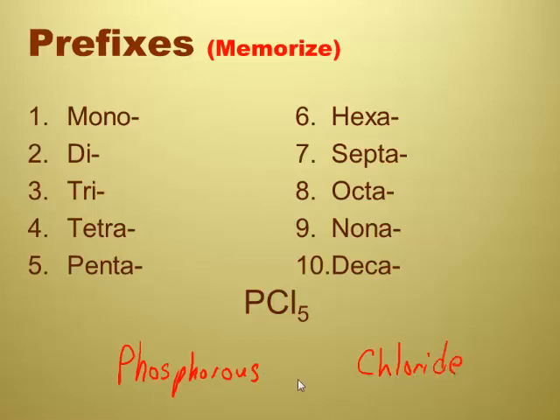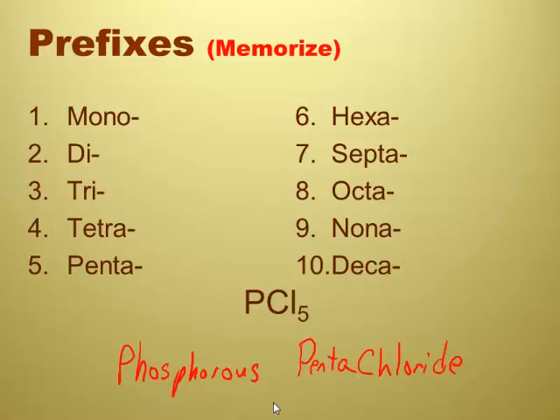So notice I'm leaving some room in between and some room at the beginning. Okay. So phosphorus, how many of them are there? 1. So hang on. I don't have to call it mono, do I? Nope, we don't want mono for the first element, only for the second. And then chloride, there's 5 of them. So that's penta. P-E-N-T-A. So it's phosphorus pentachloride.